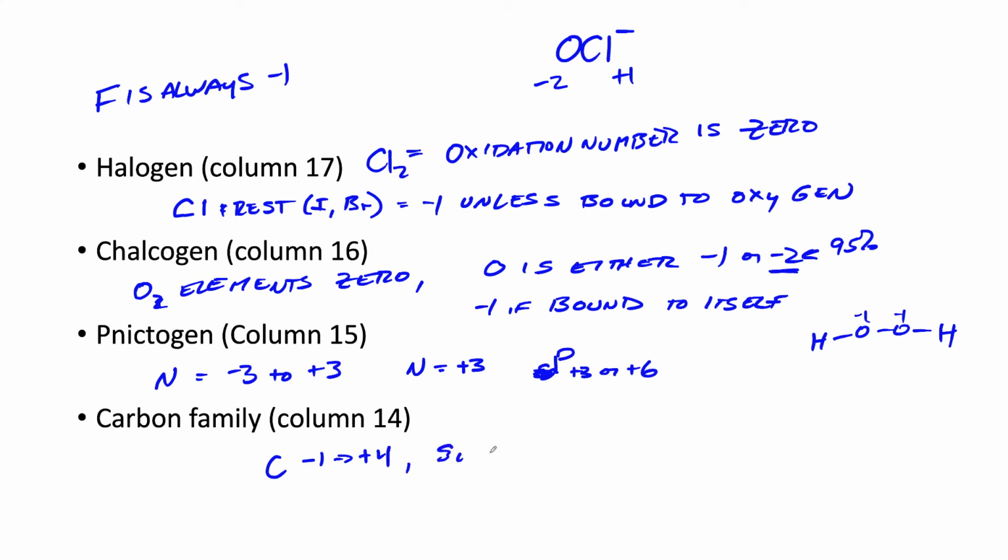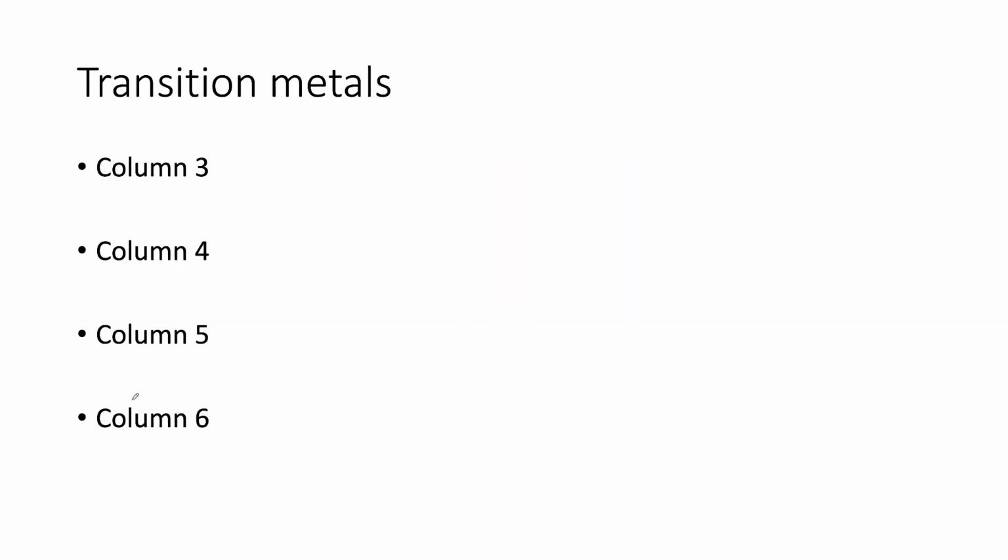Silicon and below can be +2, +4. It depends on what is bound to it. So these are kind of the trends that we see, but it's usually not with these two groups. With the chemistry, it usually varies. Something you need to be aware of.